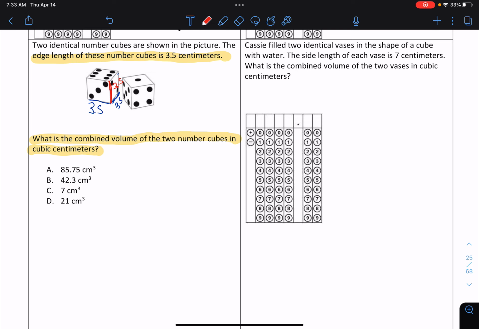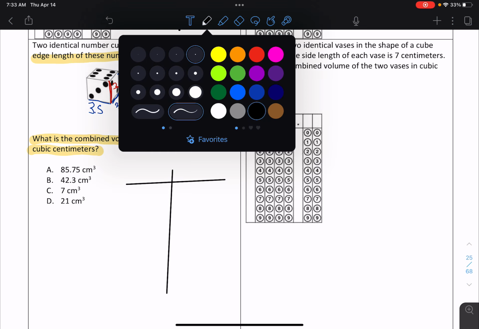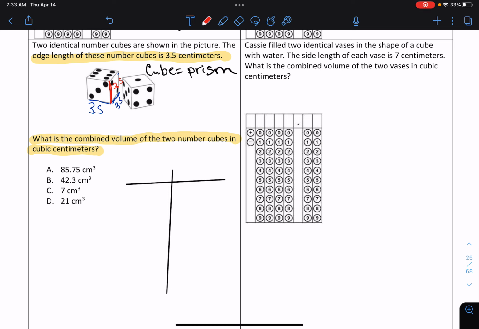Okay, and we have a cube. So if we have a cube, is that a prism or a pyramid? It's not very straight, but okay. So is a cube a prism or a pyramid? Cube is a prism, correct. Alright, guys. So now that means we're finding our volume of a prism. So what is our formula for volume of a prism? That is correct. V equals area of the base times height.